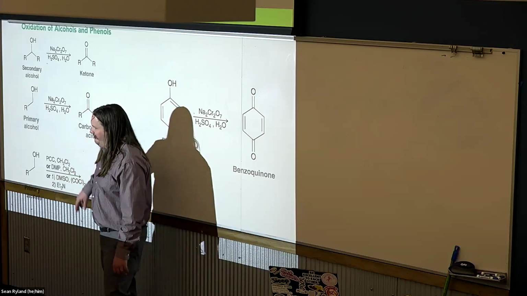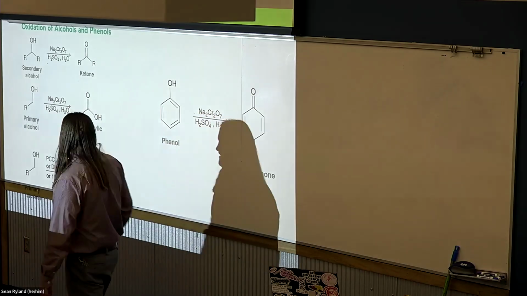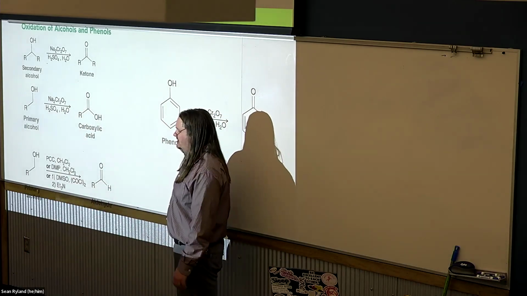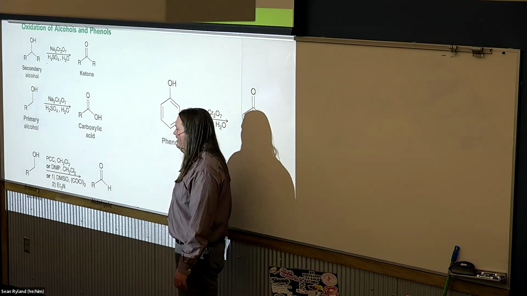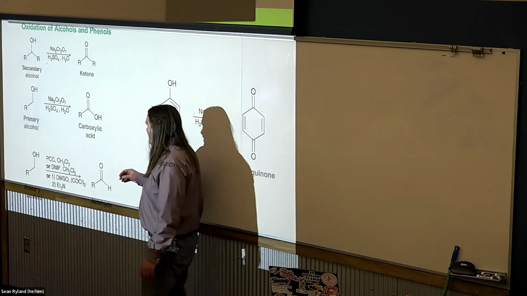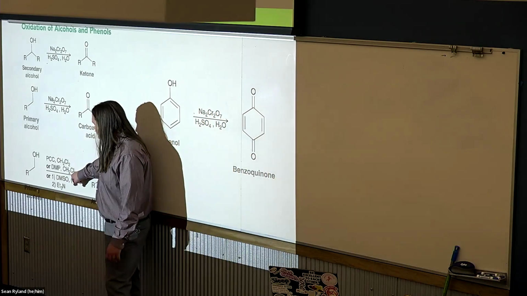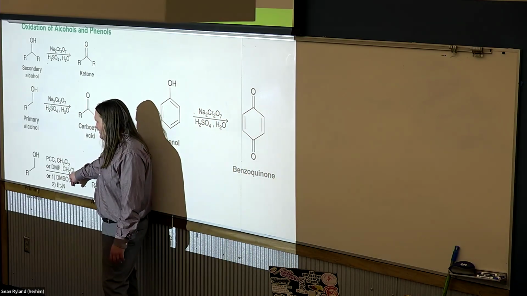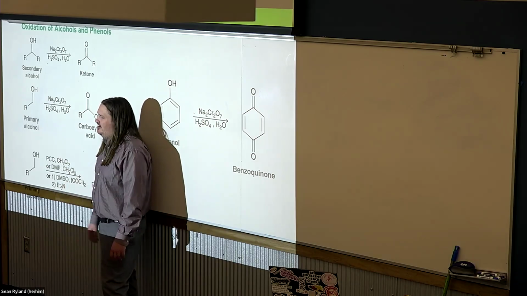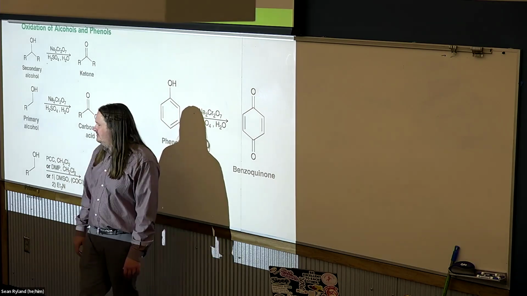So none of these are perfect. PCC is the closest to perfect, except for the fact that we're using a toxic heavy metal that we then have to pay to get rid of, or risk getting cancer. DMP is expensive and lower yield, and the DMSO Swern oxidation has to be at -78 Celsius.